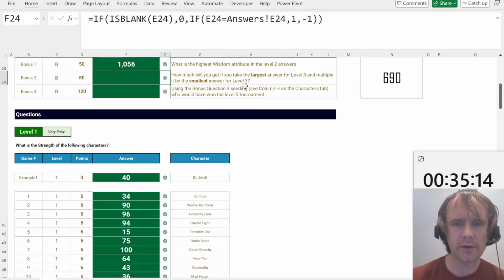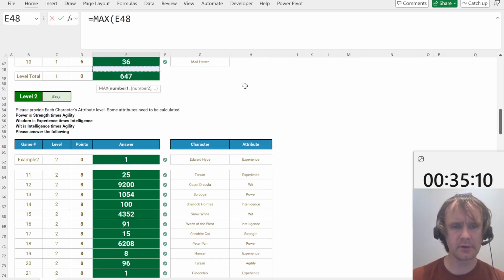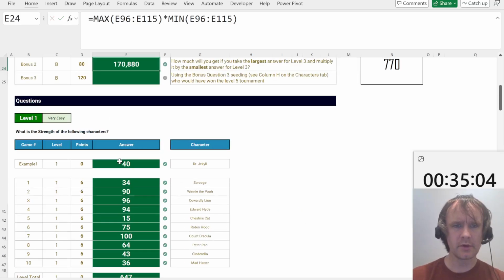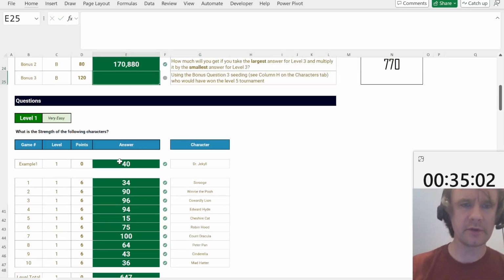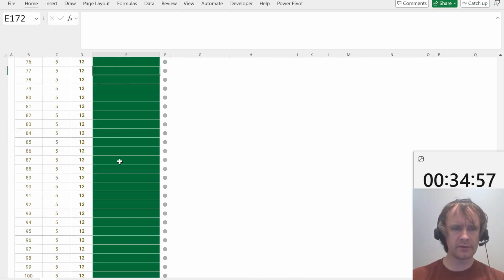Good. What do you get if you take the largest answer for level 3 and multiply by the smallest answer for level 3? Okay, so max of these times min of these. Good. And so this is repeating the last battle with a different set of things.